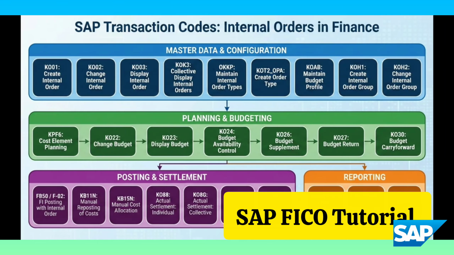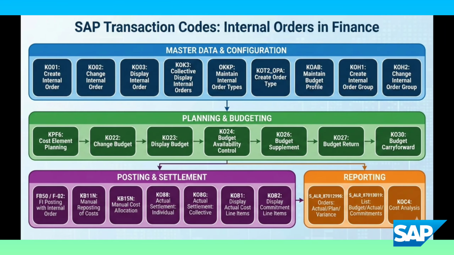Hello viewers, today we are going to discuss the most important SAP transaction codes regarding internal orders in finance. Internal orders play a very important role in the direct procurement of assets. So let's start. The first SAP T-code is KO01 to create the internal order, KO02 to change the internal order.